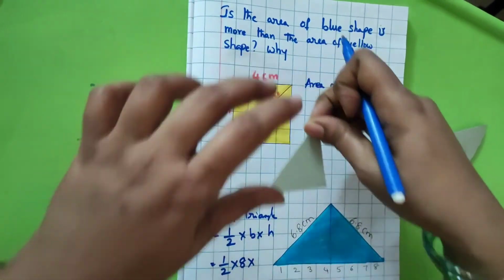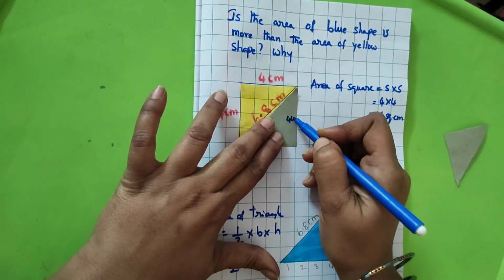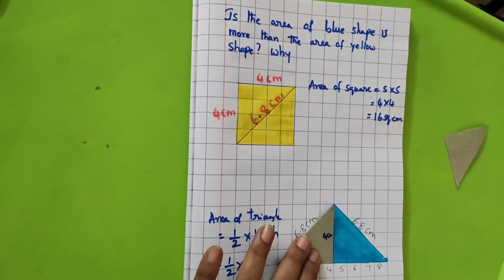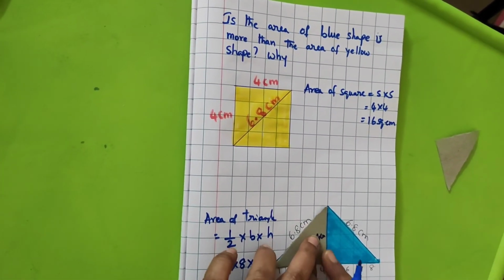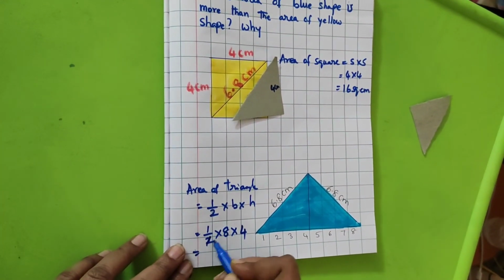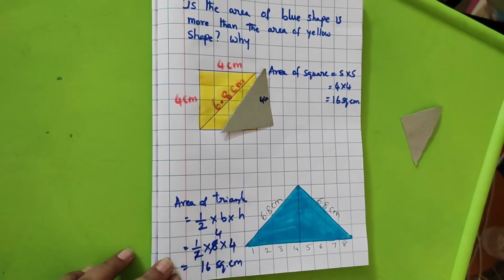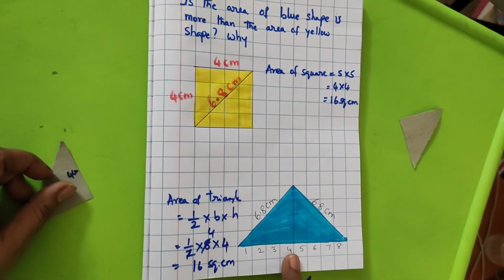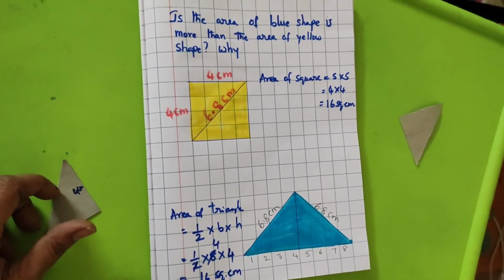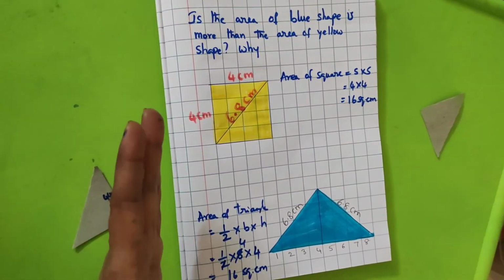So when we keep it here, we get 4 centimeters here also. So the height is 4 centimeters. Half into 8 into 4 is 16 square centimeters. So the area of the triangle is equal to the area of the square. That means the area of the blue shape is equal to the area of the yellow shape.